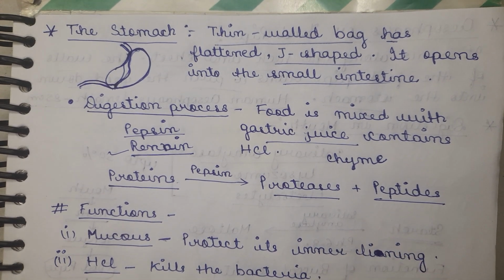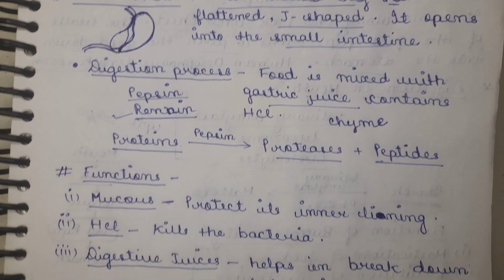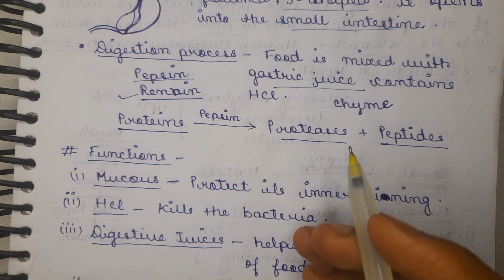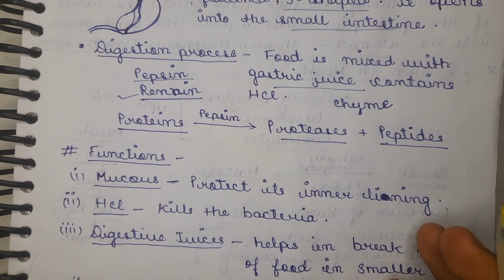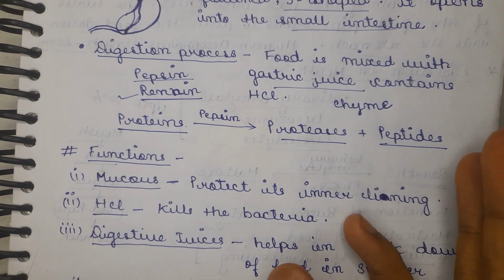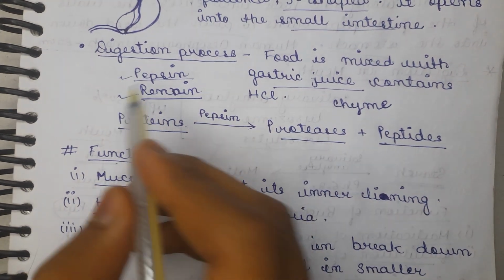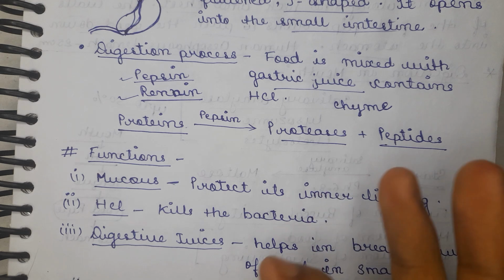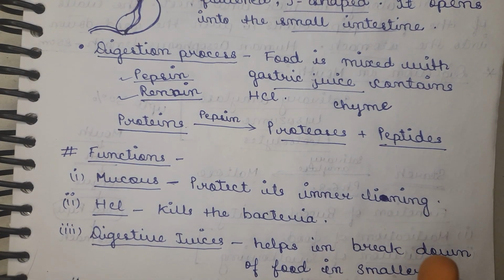Now what are the functions of the stomach? The inner lining of the stomach secretes HCl, that is hydrochloric acid, mucus, and some digestive juices such as pepsin and renin. Now why are they secreted? Do these enzymes have any importance?